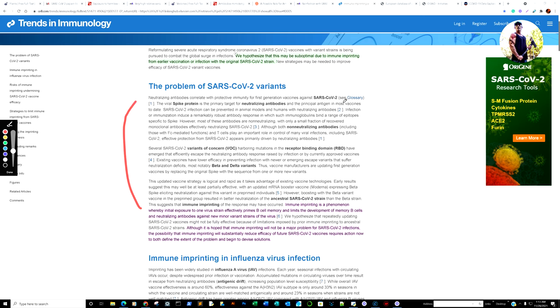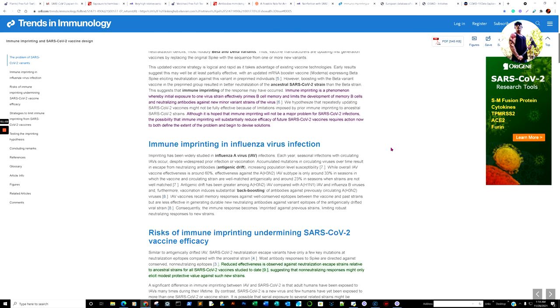The problem with the variants, and we go down. Immune imprinting is a phenomenon where initial response to one virus strain effectively primes B cell memory and limits development of memory B cells and neutralizing antibodies against new minor variant strains of the virus.